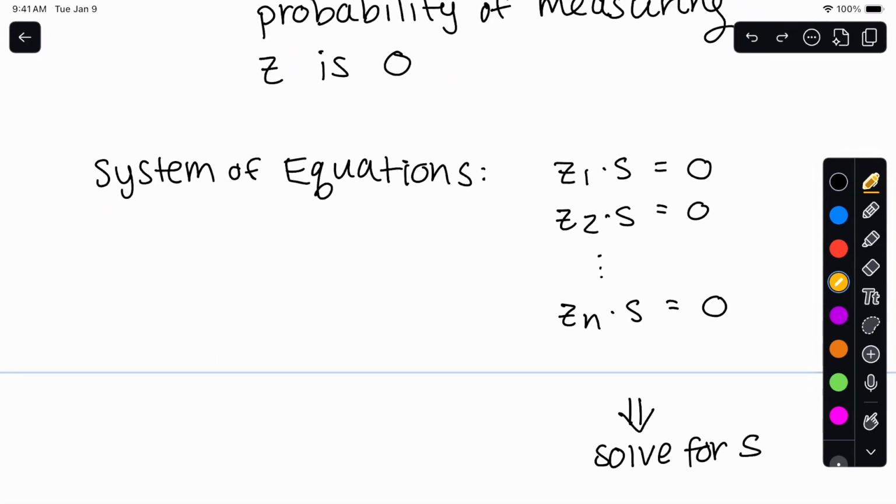So we would have to run the circuit several times. So let's say if n was 3, we would have to keep running the circuit until we get 3 distinct measurement results. And then we would have a system of 3 equations and 3 variables, which is the elements of s that we want to find, and we can solve for s.